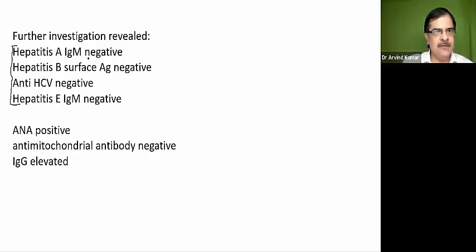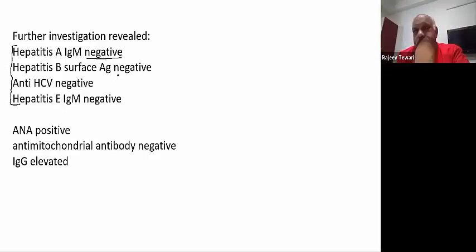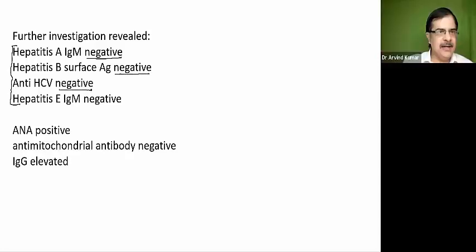Hepatitis A IgM was negative. Hepatitis B surface antigen was negative. Anti-HCV was negative. And hepatitis E IgM was negative. That means that most of the viral hepatitis serology is negative in our patient. So it is unlikely to be viral hepatitis. So viral cause is not there.